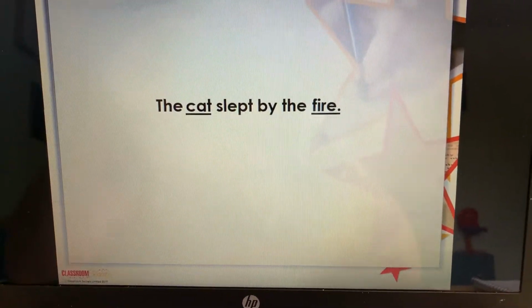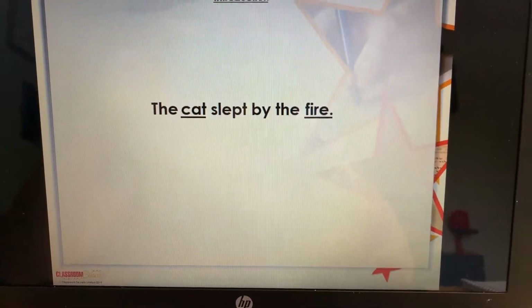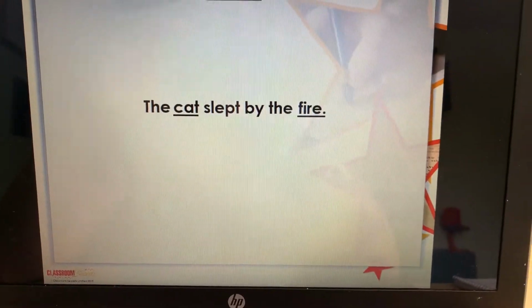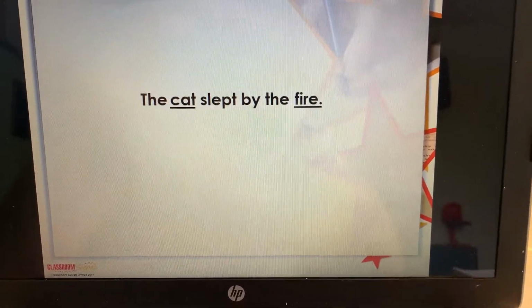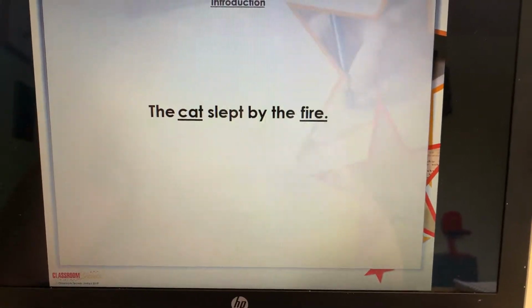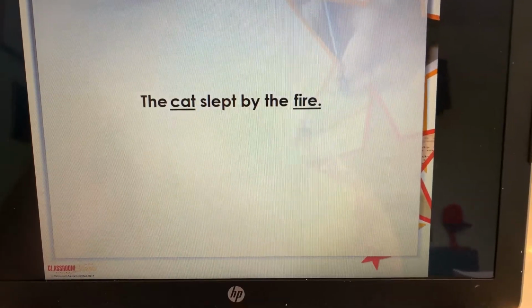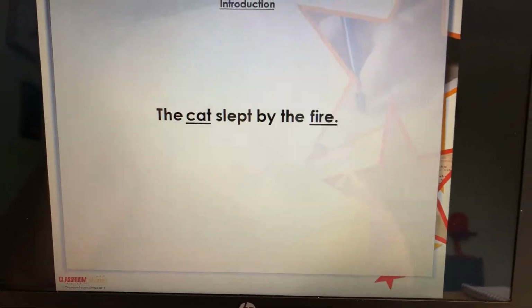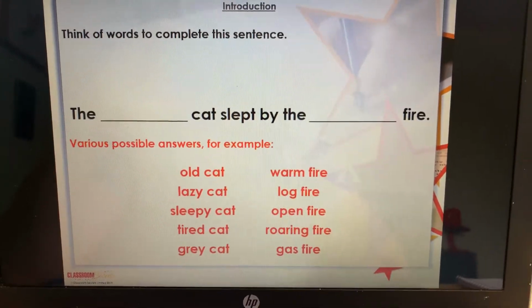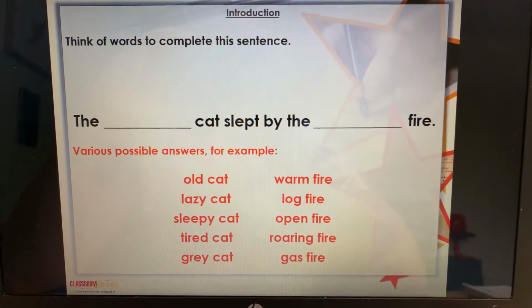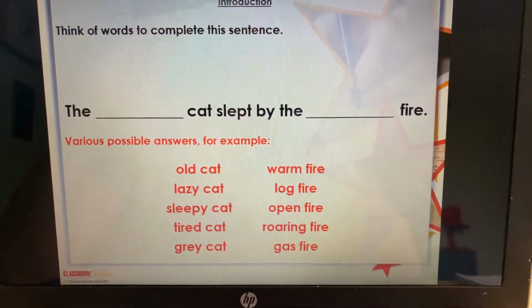Absolutely. Now, a simple noun phrase would be the cat or the fire. You would have to have a noun in it, and you will have a determiner before it. So we've got the cat, the fire. Both of those are noun phrases, simple ones. However, in your writing, we want you to use expanded noun phrases.